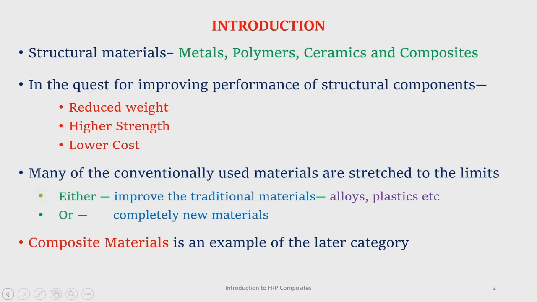Now, in doing so, what happens is many of these conventionally used materials are actually stretched to the limits, that means there is hardly any scope of improvement. So, how to do this? There are two ways: either improve the traditional materials, and in doing so, we know that different types of alloys and plastics have come up, like we use alloying elements in steels to improve some of the properties. Or if that does not work, maybe a completely new material has to be thought of. This is where the composite material comes up. The composite material is an example of the latter category, that is, it comes under the new material.